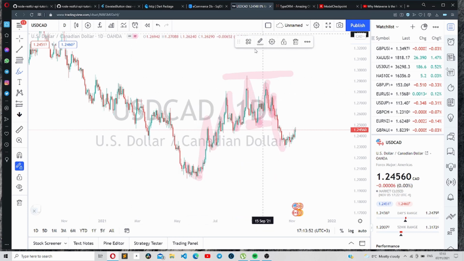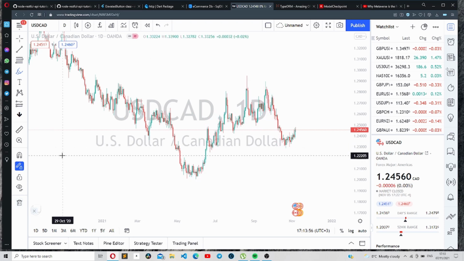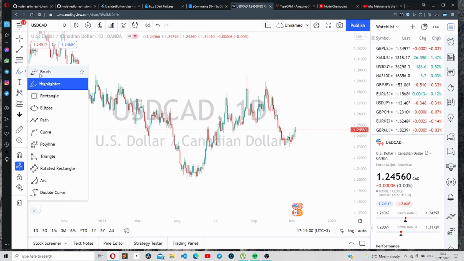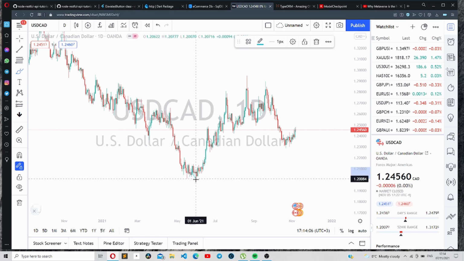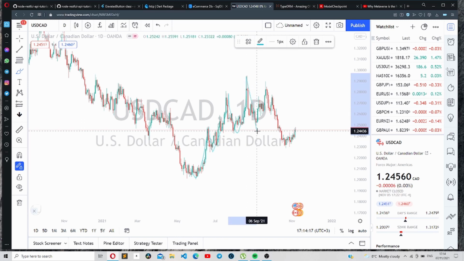So we broke this structure. What are we looking at when we are looking at USD CAD? As you can see, the trend was an uptrend. We had a higher high, then this higher low, then another higher high, higher low, higher high, higher low, and then this high which failed to break the high at the top there.